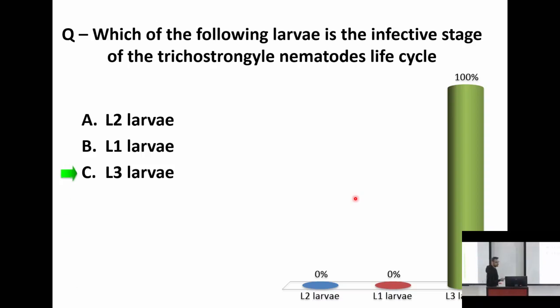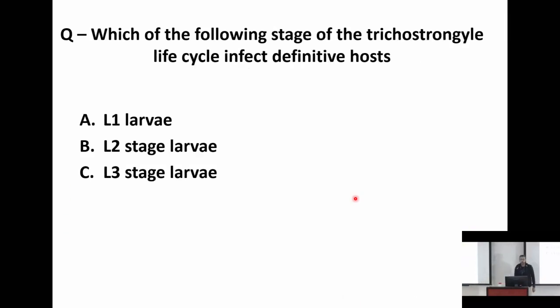Okay, so great, L3 stage larvae. So which of the following stages of the Trichostrongyle life cycle infects the definitive host?